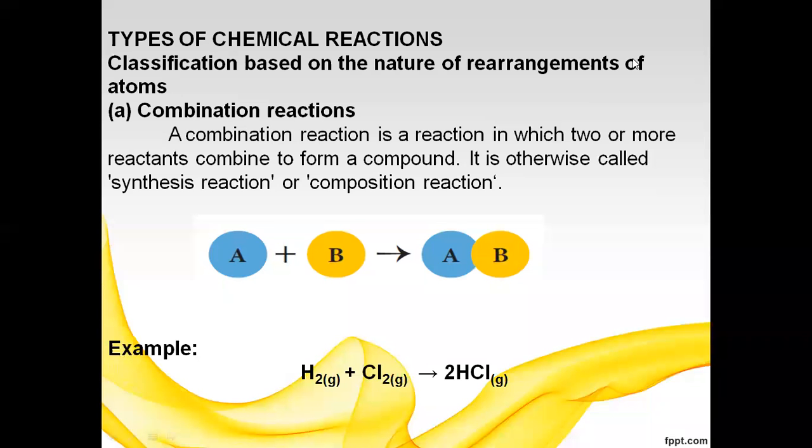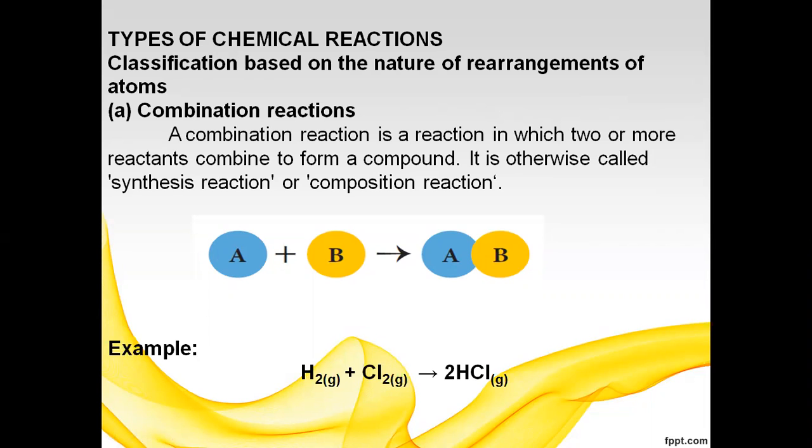This is one example of a combination reaction. A combination reaction means two or more reactants combine to form a compound. For example, hydrogen gas and chlorine gas react to form hydrogen chloride gas. So this is an example of a combination reaction.